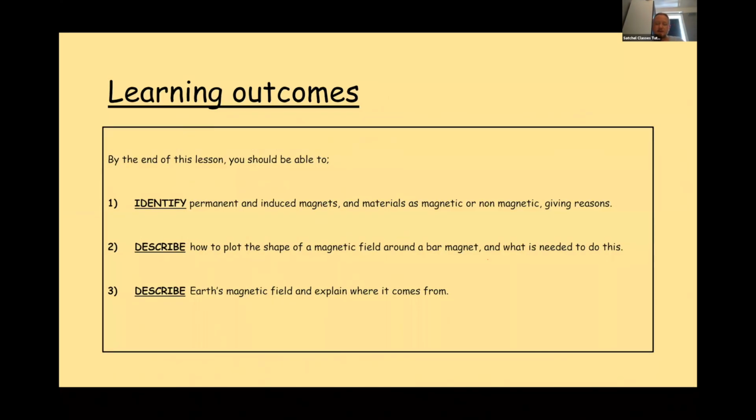And that takes us to our final point, describe Earth's magnetic field and explain where it comes from.